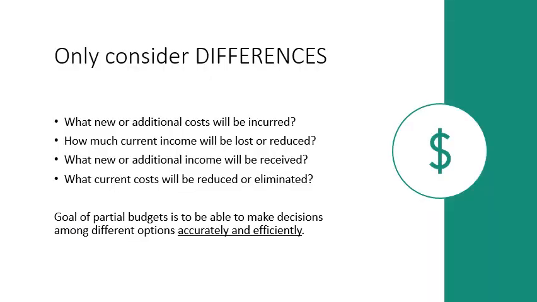So in partial budgeting, you're only looking at differences between the status quo and the other options you're considering. You're only going to look at new or additional costs that will be incurred, how much income will be lost or reduced, and everything is specifically due to the change. And the goal of partial budgets is to be able to make these decisions among different options both accurately, because you capture really important data and make decisions around that, but also efficiently, so that you're not including information that isn't relevant and isn't really impactful as far as making that decision.